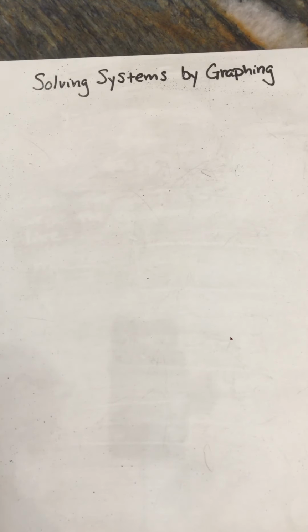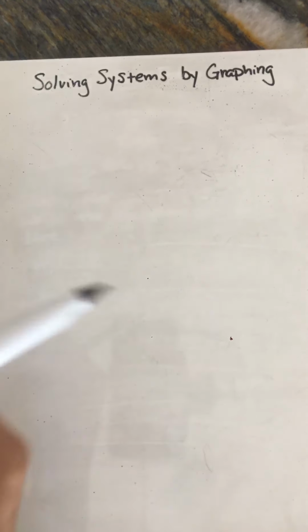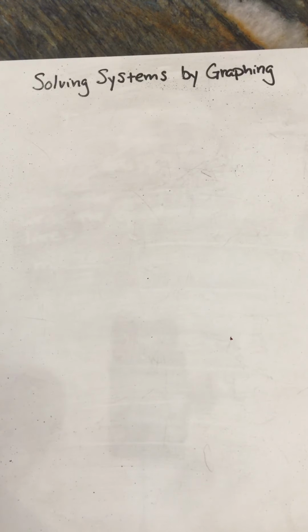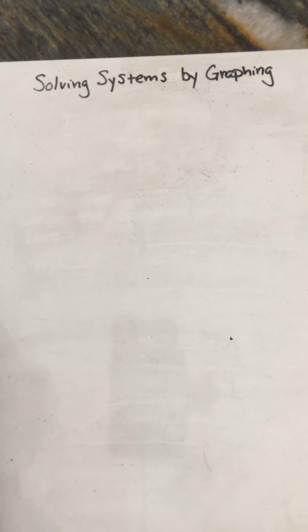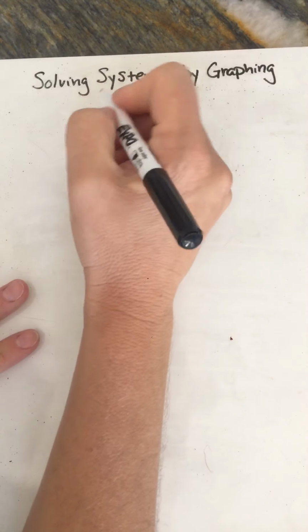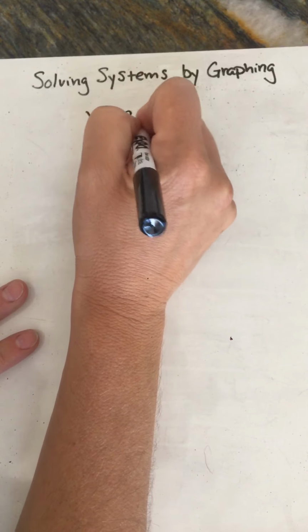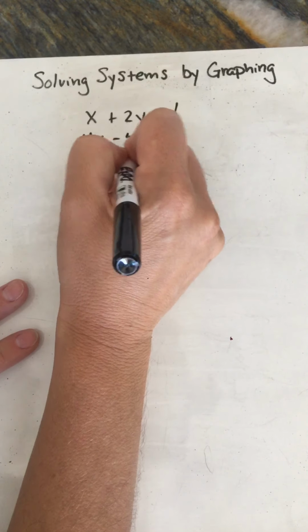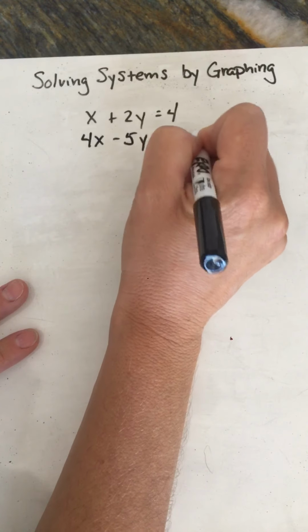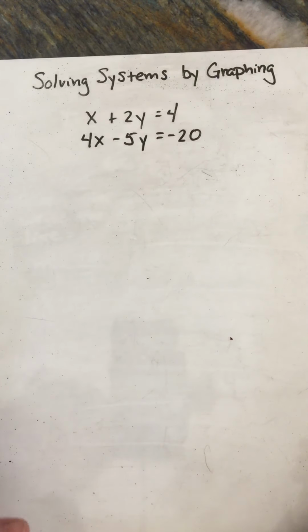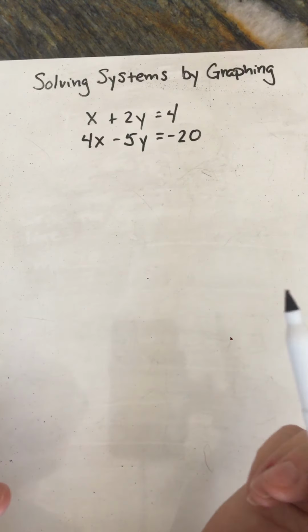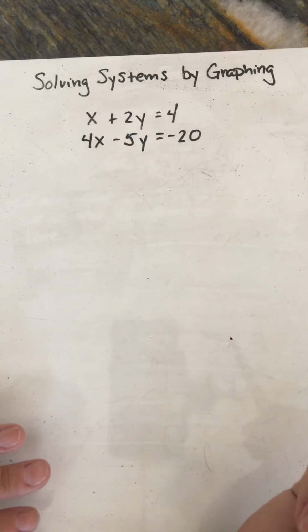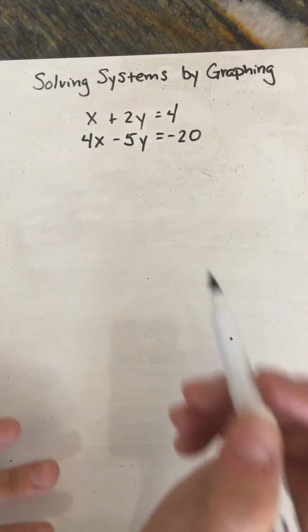The next 3 videos will be on solving systems of equations, linear equations. We'll break it down into graphing first. So we'll have 2 linear equations. For example, x plus 2y equals 4, and 4x minus 5y equals negative 20. And we're going to solve them by graphing, meaning we're looking for where they intersect. That is the solution, is where they intersect.